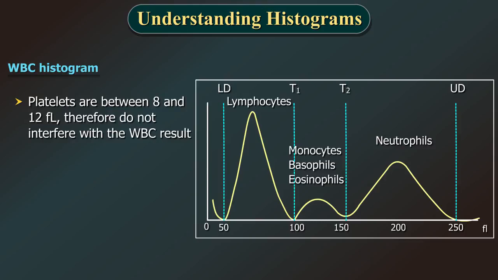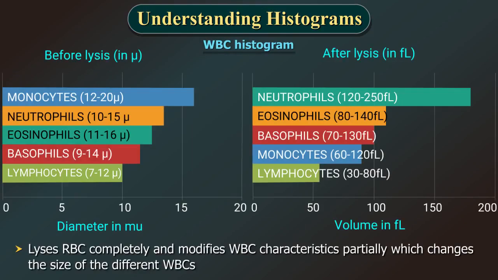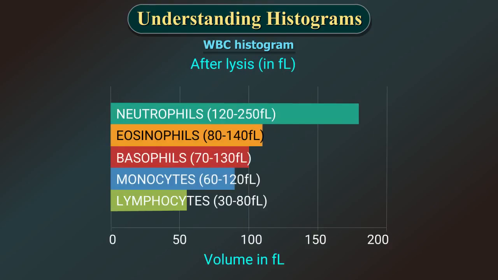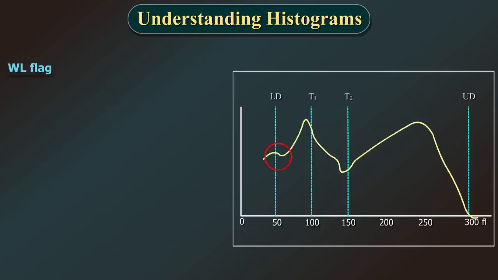For WBC counting, lysing reagent is used which lyses RBC completely and modifies WBC characteristics partially, which changes the size of the different WBCs. Before lysis, the measurements are shown in the form of a scale, and after lysis, the measurements are shown in the scale and the graph.